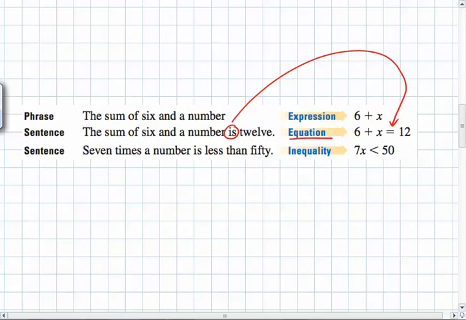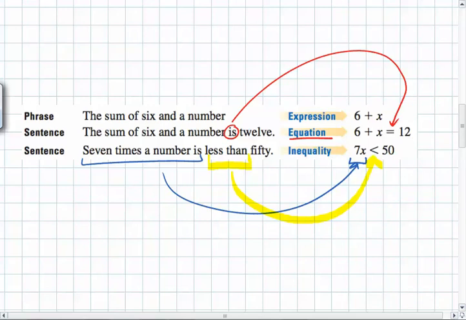You can also have an inequality. 7 times a number, and that's right there, 7 times a number, is less than, that's the symbol right there, 50. So in that case, that sentence leads to an inequality. An inequality, it is not equal.